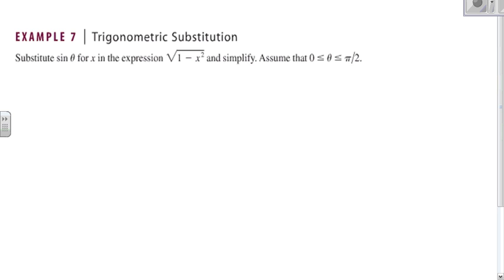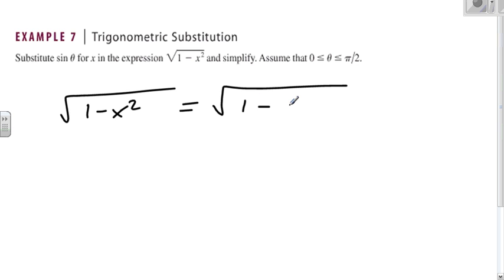So for our last example, we're going to do what they call trig substitution. And that's where you substitute a trig function in for a variable to simplify and make it a little bit easier. So if we replace x with sine of theta, 1 minus x squared would become 1 minus sine squared.